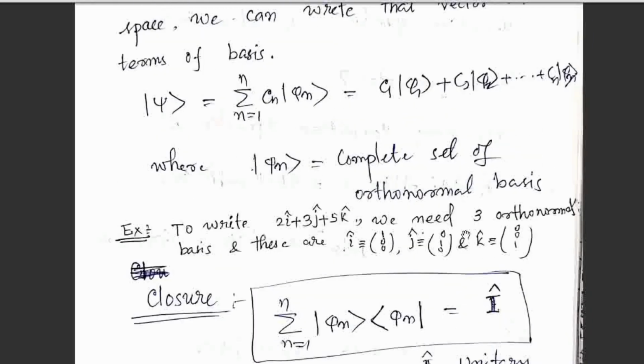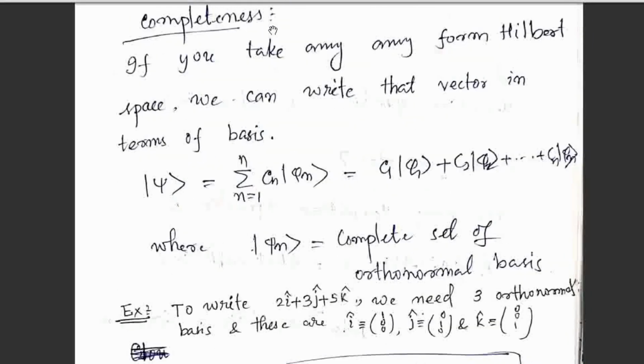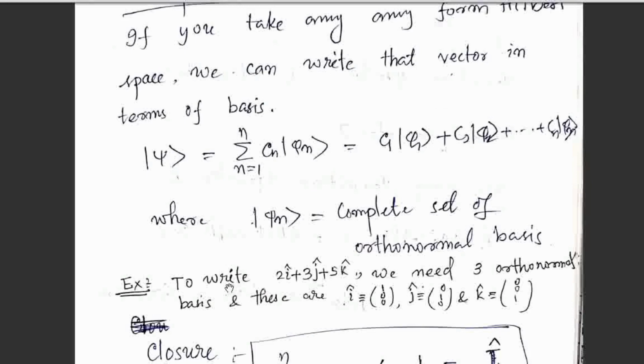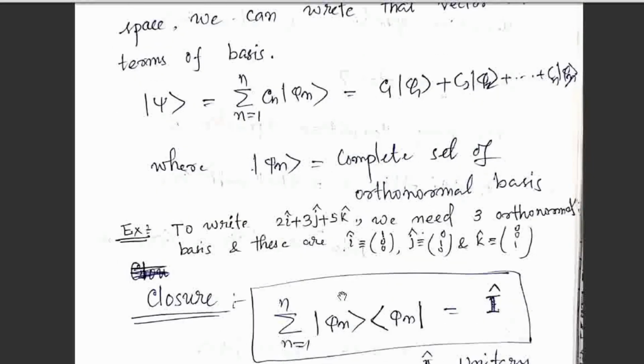Okay, now if you see this completeness property, for an example, I have given an example in the vector form, like 2i cap plus 3j cap plus 5k cap. To write this vector, we need three bases, that is i cap, j cap, and k cap. And in quantum mechanics, we write it as (1 0 0), (0 1 0) and (0 0 1). Okay, so if you want to write any 4-dimensional vector, then what do you need? We need 4 bases. In 3 dimensions we need 3 bases, like this.